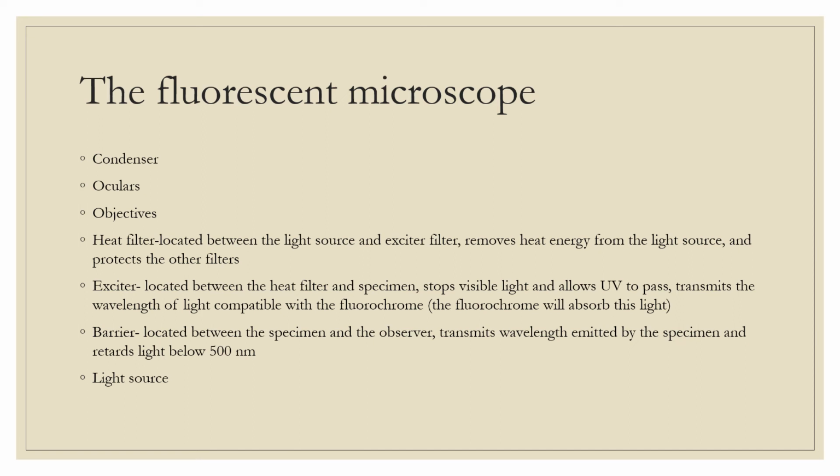The fluorochrome is going to absorb the light. We have the barrier, which is located between the specimen and the observer, and it transmits wavelengths emitted by the specimen and retards the light below 500 nanometers. And then we have the light source. Incident light is what we use in most laboratories, where we have the light, and then between the light and the exciter filter we have the heat filter, and then the exciter filter. And then we have a beam splitter with built-in suppression filters and beam splitting mirrors that goes between the ocular and the objective above the specimen.